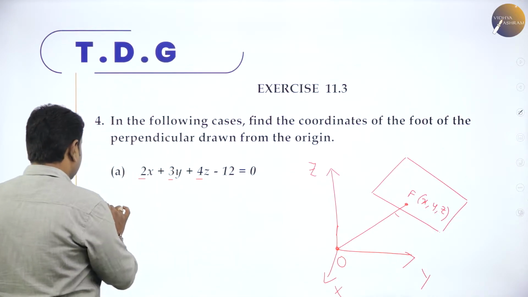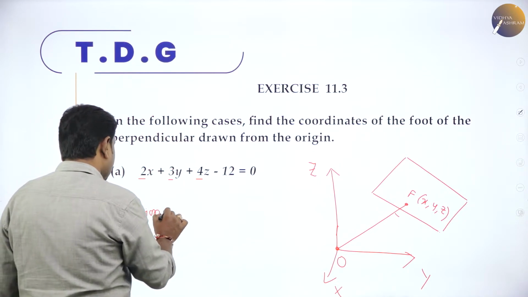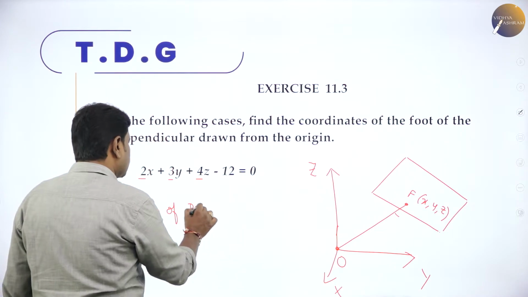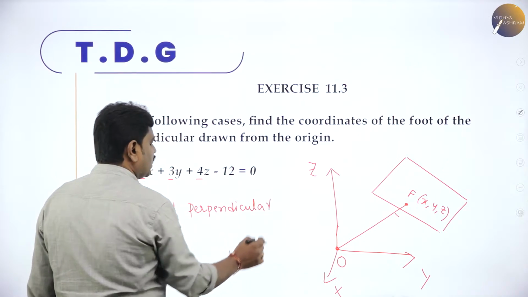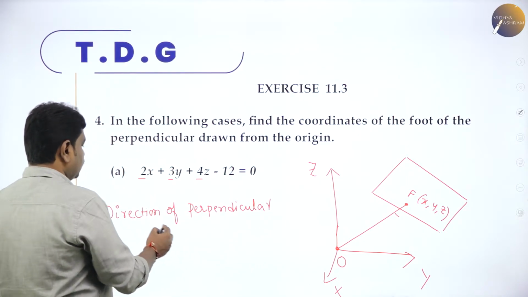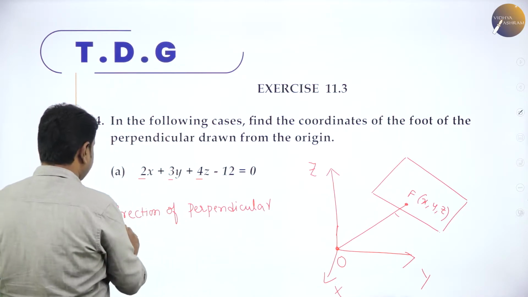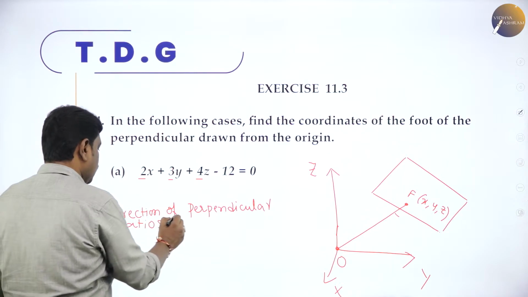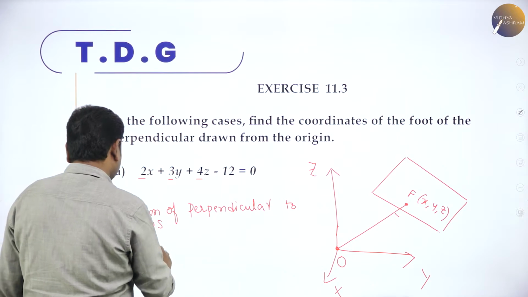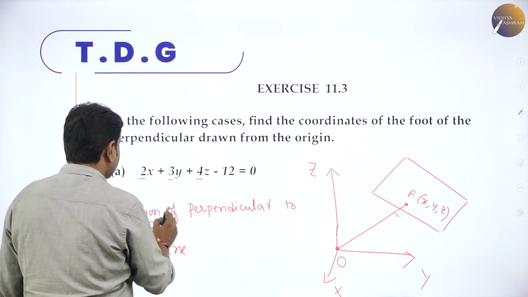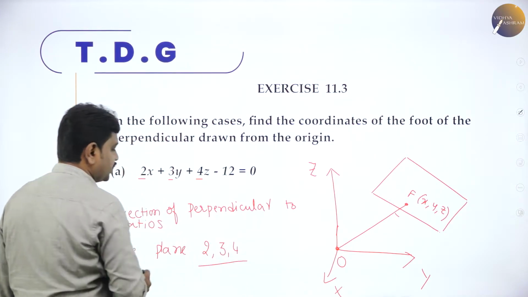So now, the direction ratios of the normal are also called what? Perpendicular. Perpendicular is a normal. Normal means perpendicular. So the direction ratios of the perpendicular to the plane are the coefficients of x, y, z. What are the coefficients? 2, 3, 4. These are the direction ratios.